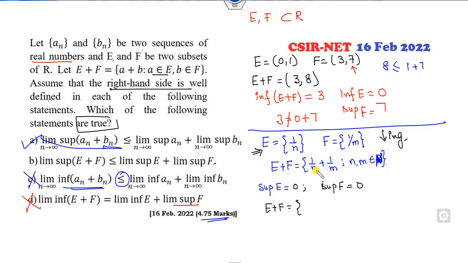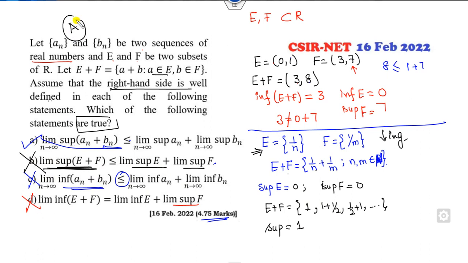If I take n and m both equal to 1, it's 1 plus 1, otherwise 1 plus 1 over 2, or 1 over 2 plus 1, and so on. So what is the supremum of this? Clearly the supremum will be 1. Firstly find this 1 and then so on. So it's 1, and 0 plus 0 is not satisfied. This option is cancelled. A is the only right option for this problem. Because the right hand side is 0, clearly the left hand side is non-zero, so definitely this option is not correct.